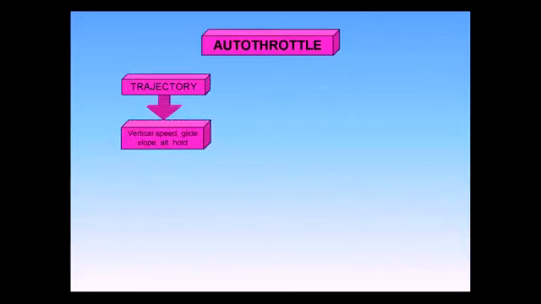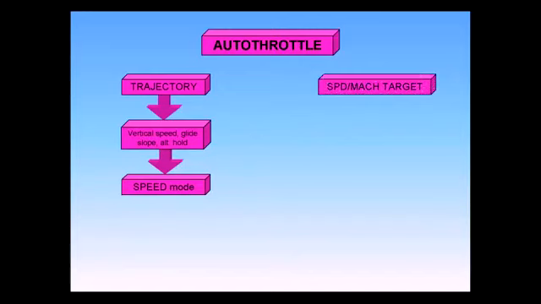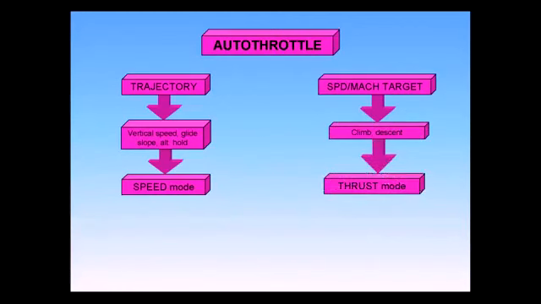The autothrottle modes are automatically linked to Autopilot Flight Director vertical modes. When the Autopilot Flight Director vertical mode commands a trajectory, such as a vertical speed, a glide slope, or altitude hold, the autothrottle is in speed mode. When the Autopilot Flight Director vertical mode adjusts the aircraft pitch in order to maintain a target speed or Mach, such as a climb or descent, the autothrottle is in thrust mode.